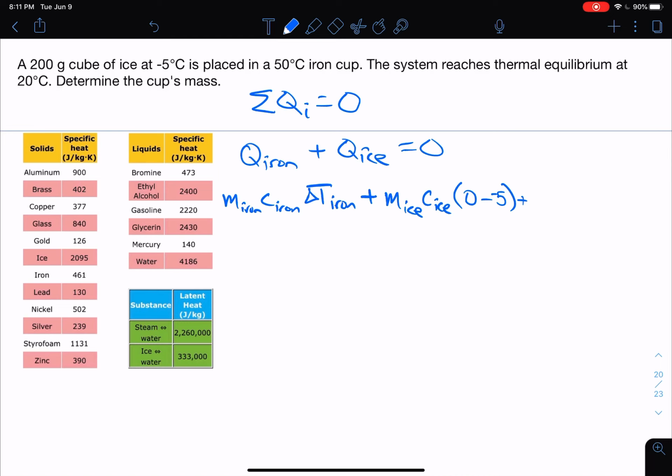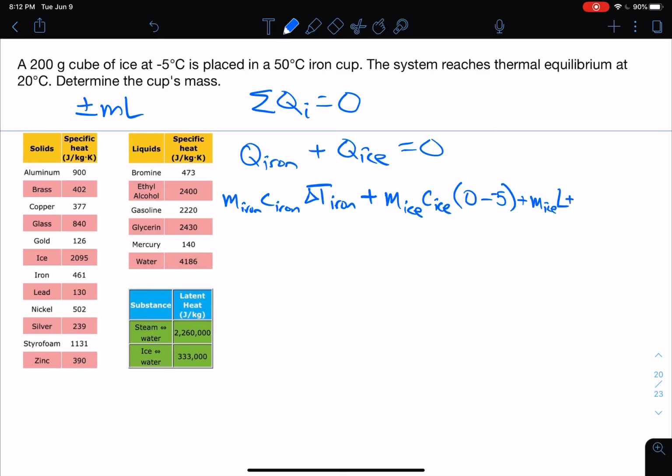And melting requires heat to enter. That's why I've put a plus there, because remember, our formula for that, let me write it up here, is plus or minus mL. You have to choose the plus or the minus based on what phase change is occurring. Melting requires heat to enter, so I choose the plus. So this is the mass of the ice times L.